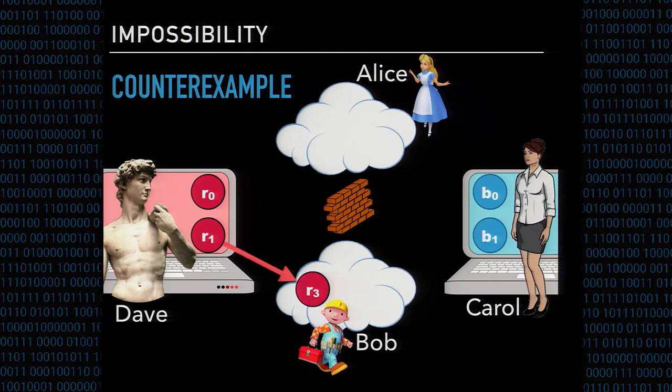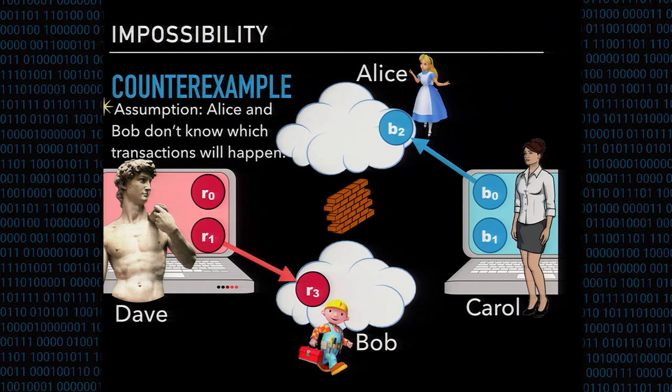Suppose that Dave's message arrives at Bob's cloud first, and Carol's message arrives at Alice's cloud first. We assume that the locations don't know in advance which transactions are going to happen. If they did, scheduling would be pretty easy. But that means that with our networking assumption, Alice has no way of knowing how long she should wait before committing Carol's transaction first. And likewise, Bob has no idea how long he should wait before committing Dave's transaction first.